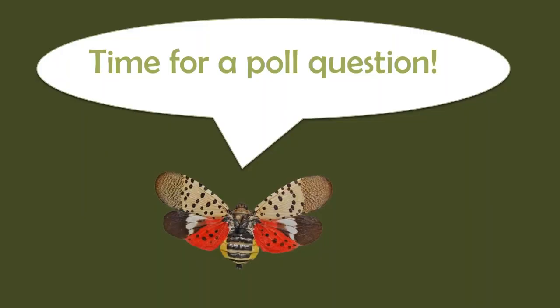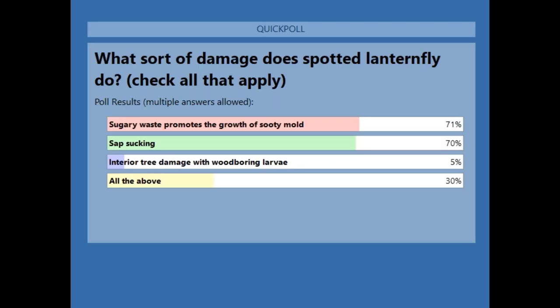The poll question is closed, and I want to share the results. 71% of people checked number one, 70% number two, interior tree damage 5, all the above 30. So I think the first two were the correct answers.